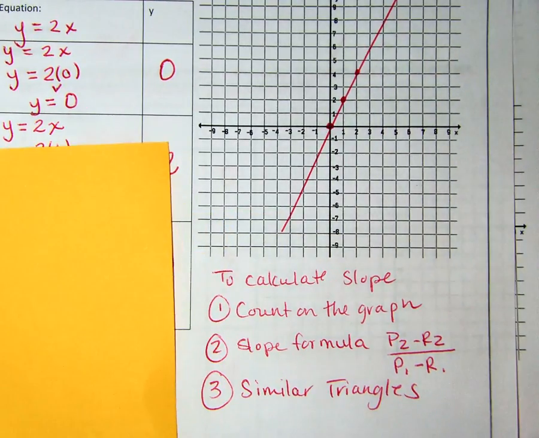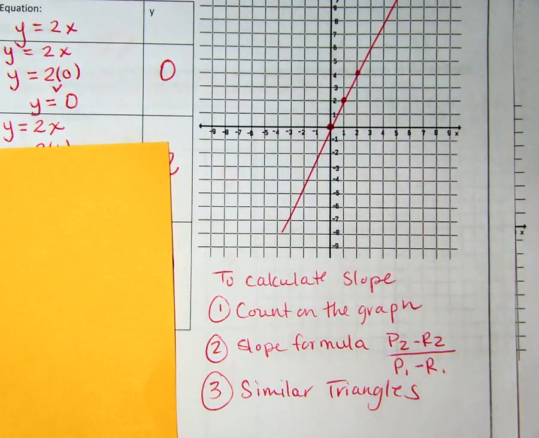Hopefully you said, to calculate slope, I'm either going to count on the graph from one point to the other. I can use the slope formula where I'm identifying points P and R and I'm taking the difference of them and then dividing them. Or I can use similar triangles or slope triangles to count from one point to the next. Whichever way you're doing, please calculate the slope of this line and type your answer in the box.